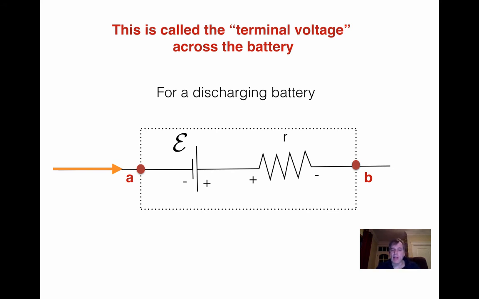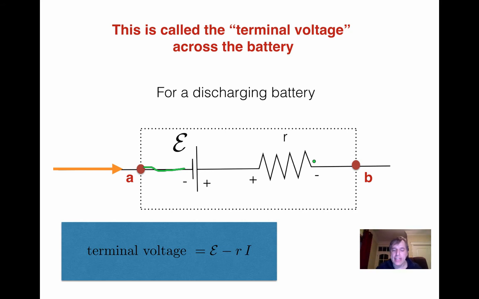Now that I have that, I can calculate the terminal voltage. Let's say we go from point A to point B. So as I go from point A to point B, I'm going this way. The voltage here increases by E. And then here, the voltage decreases by R times I. So the terminal voltage here for a discharging battery is given by the EMF, the ideal battery, minus the internal resistance times I. That's the equation. That's the voltage you're going to measure.